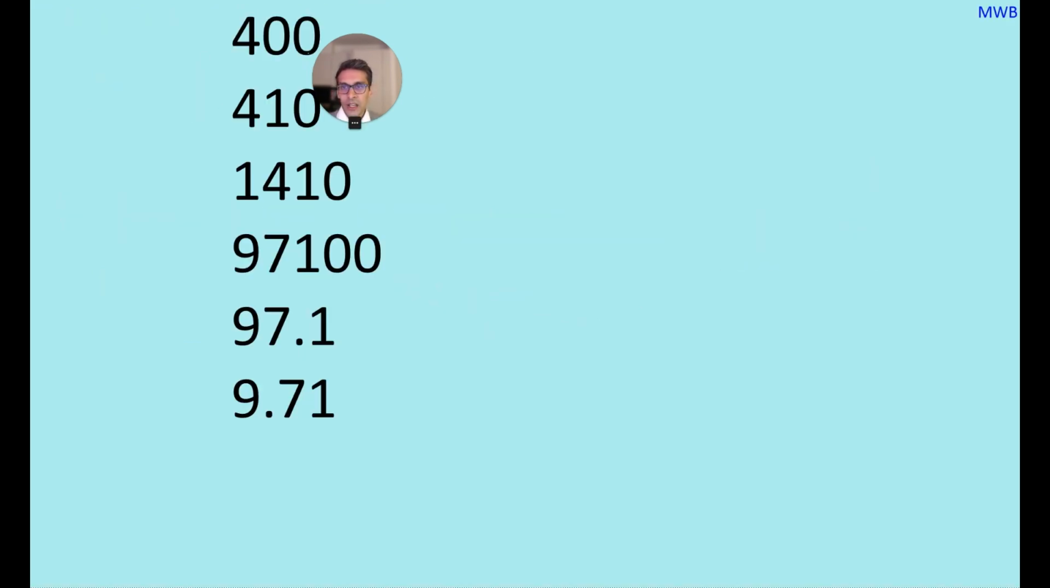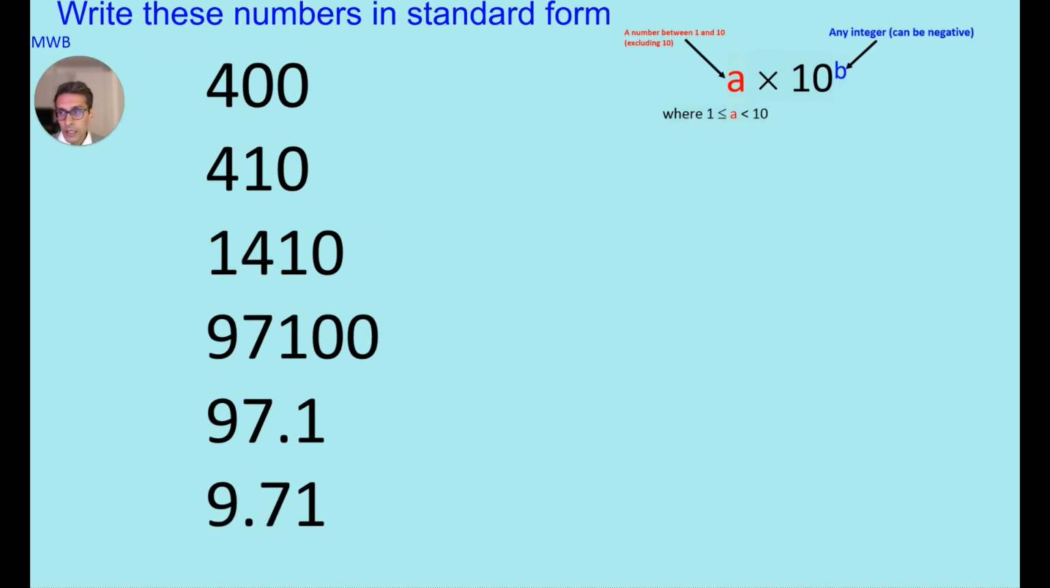Okay, have a go with working out these numbers in standard form. There's a hint here for you on the right, just something to help you. What you want to do is decide where the decimal goes and then turn it into standard form. So the first one would be 4 times 10 to the power 2. Have a go with the rest.